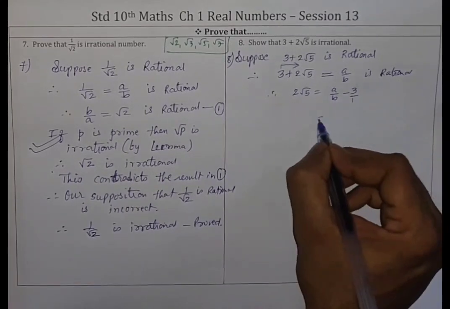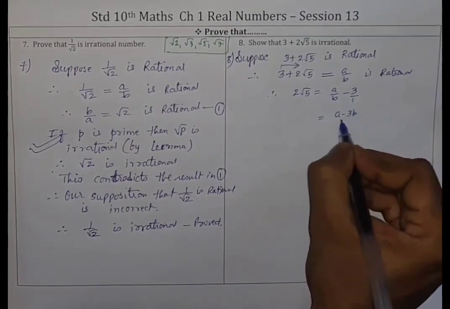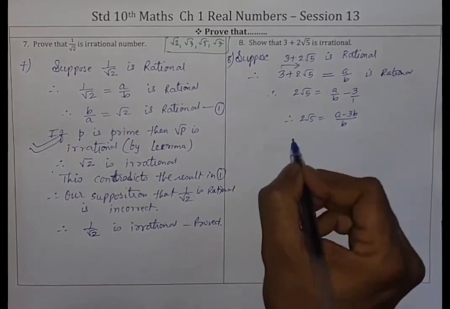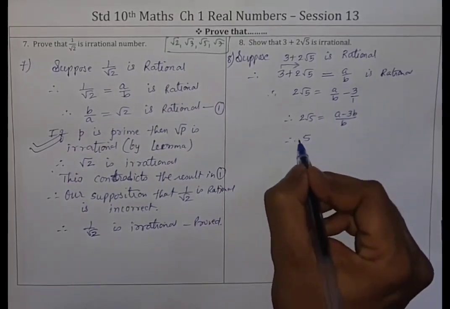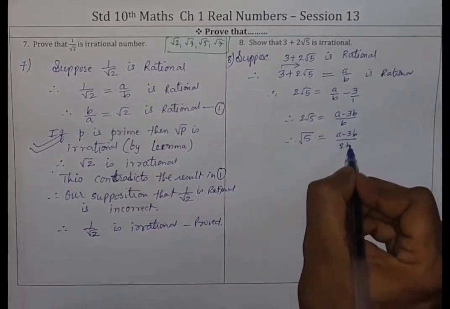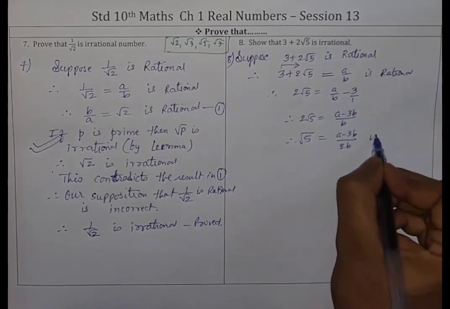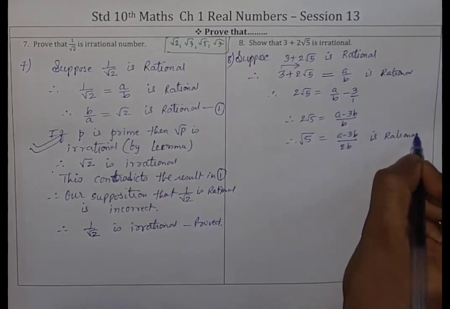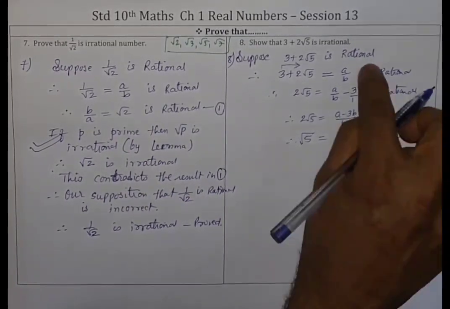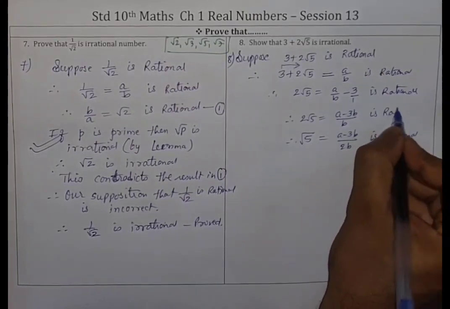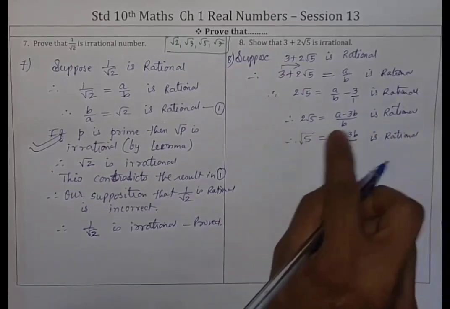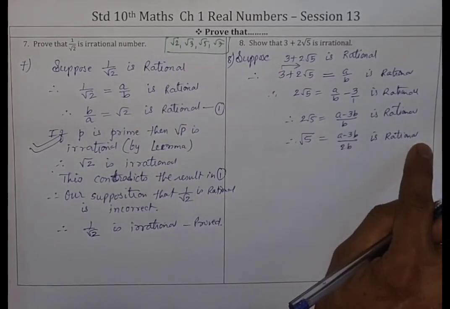Thoda sa LCM le lo. That is A minus 3B upon B. That is 2 root 5. Abhi bhi 2 ko nikalna hai. So root 5 is equal to A minus 3B upon 2 will multiply with B. Ye sari jagah pe maine nahi likha, is rational. Aapko har jagah pe nahi likhna hai to ye first aur last step pe likhna. Is rational, that will continue. Maine to sirf left right transfer kiya terms. Equality holds or is rational also holds.